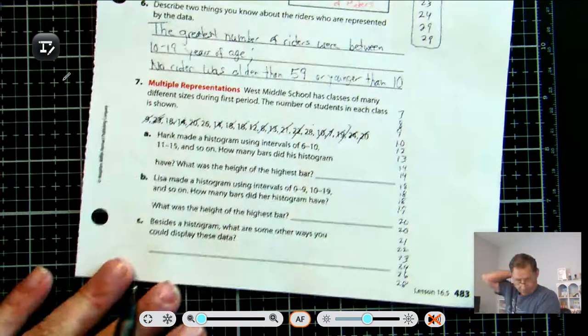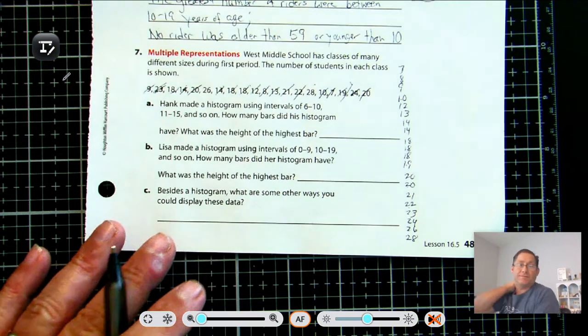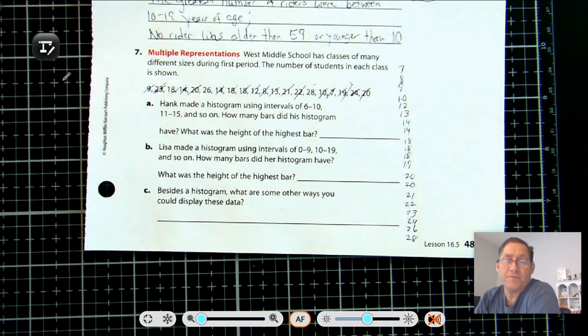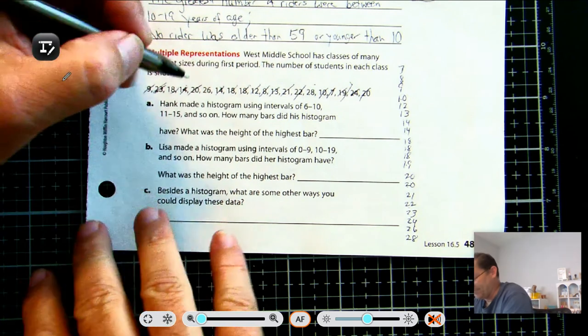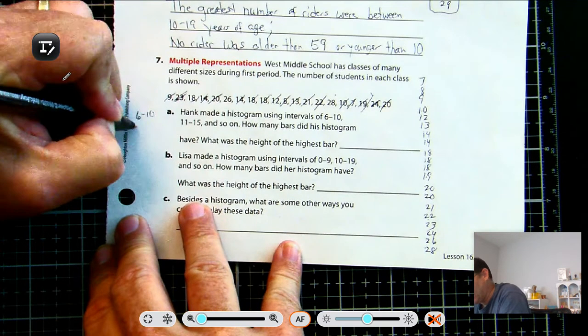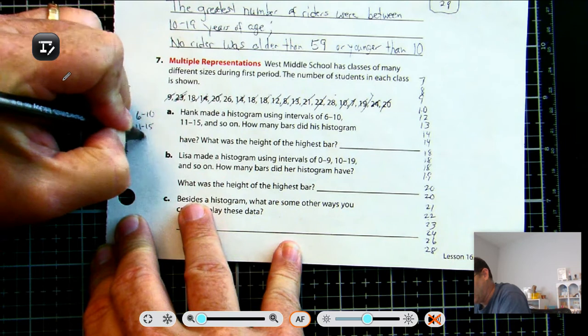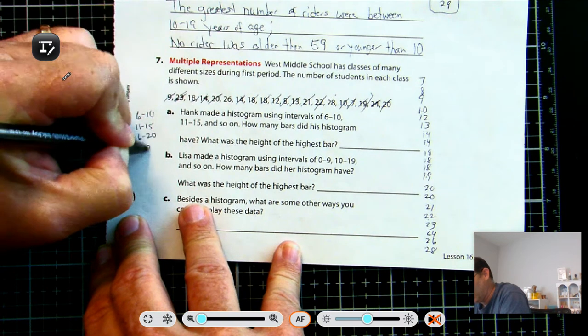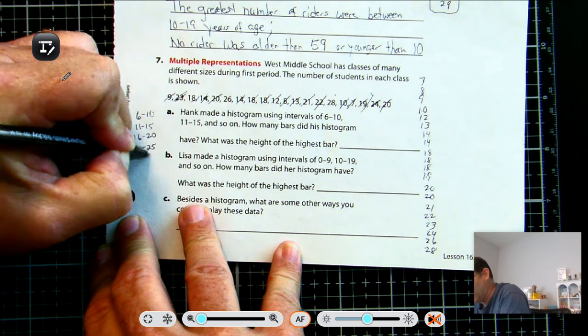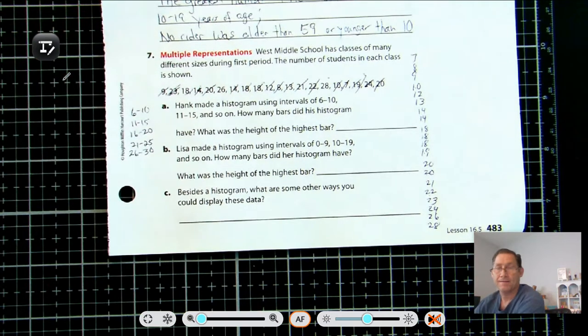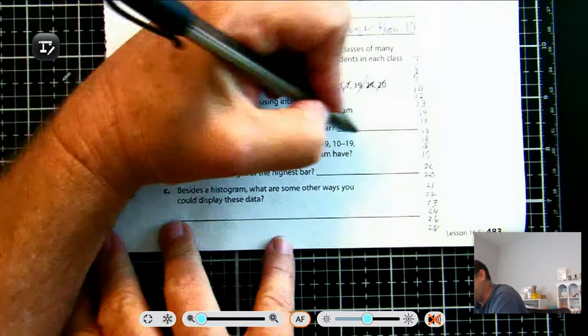All right, so there are 20 numbers, and so Hank made a histogram using intervals of 6 to 10, 11 to 15, and so on. How many bars did his histogram have? So it goes up to 28, right? So we'd have 6 to 10, 11 to 15, 16 to 20, 21 to 25, 26 to 30. So he'd have 5.